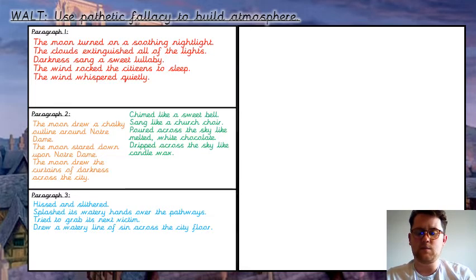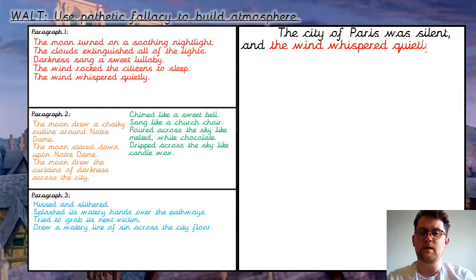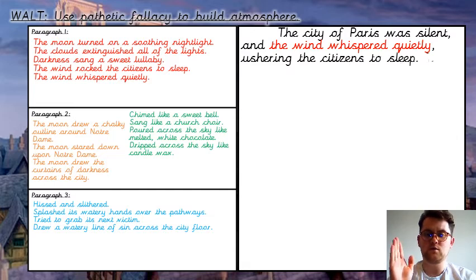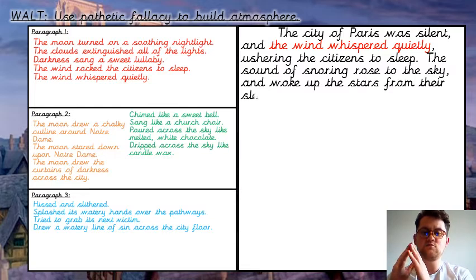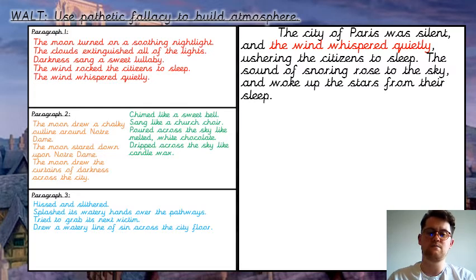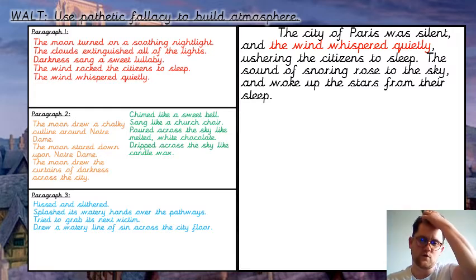So, let's start off with paragraph 1. The city of Paris was silent, comma, and the wind whispered quietly, comma, ushering the citizens to sleep, full stop. The sound of snoring rose to the sky and woke up the stars from their sleep. Okay, so what you've got there is you've only got a very tiny bit that you need to change. So what I want you to do is you're going to pause the video, take a few minutes to write this paragraph, but remember you must change the red bits. See if you can change any of the bits as well if you can. Okay, off you go. Pause my video now.